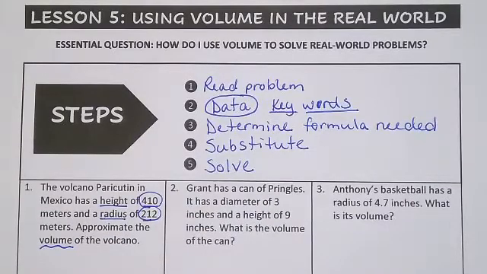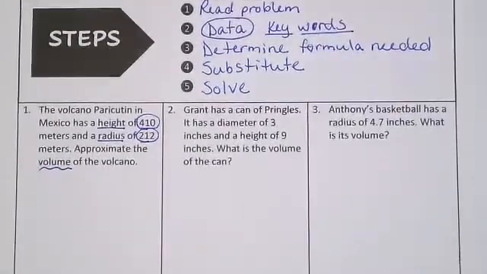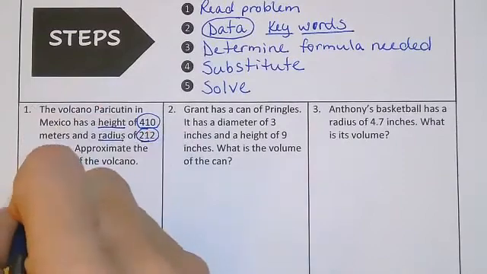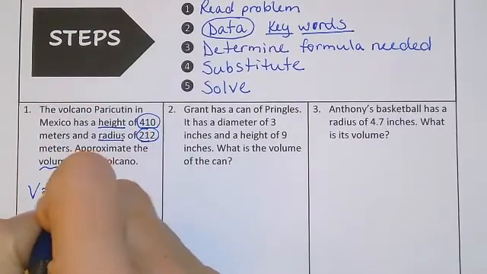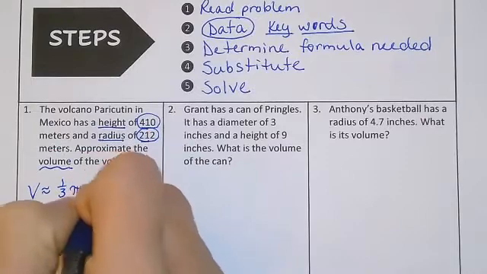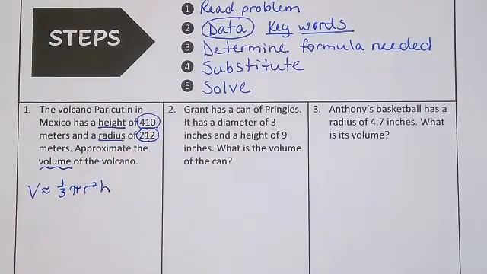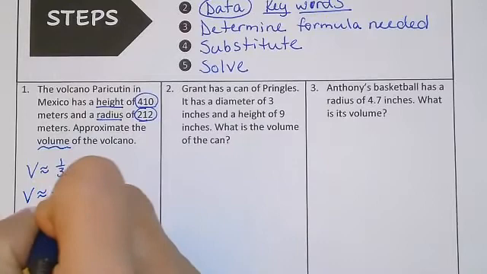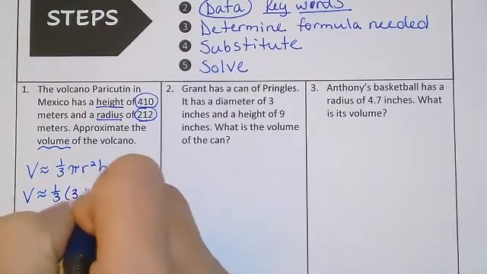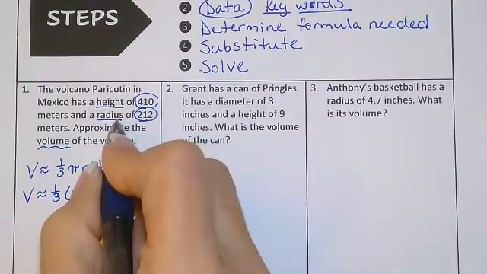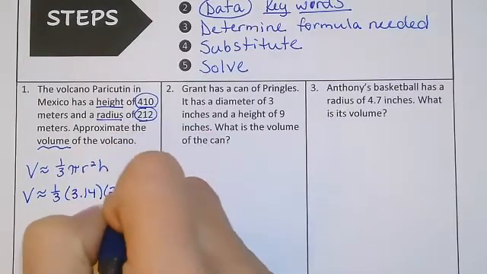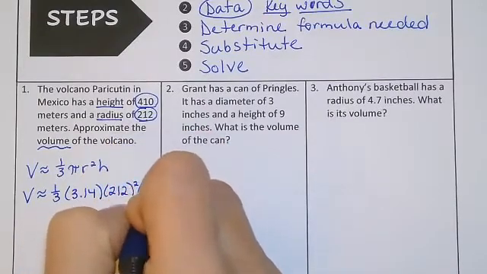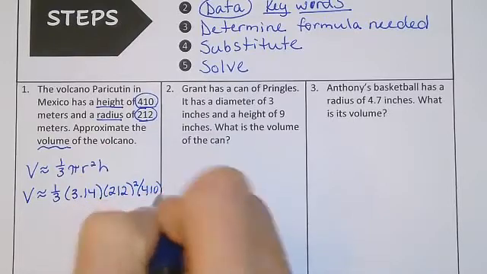Okay, step 3, determine the formula needed. Well, we know a volcano is the shape of a cone, so that is the formula we're going to use. 1/3 pi r squared h. Next, we're going to substitute. Okay, so we're trying to find volume. Substitute 3.14 for pi. Our radius is 212. And our height is 410.